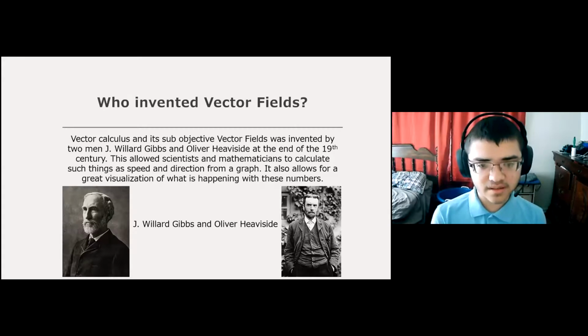Vector calculus and its subject, vector fields, was invented by two men, J. Willard Gibbs and Oliver Heaviside, at the end of the 19th century. This allowed scientists and mathematicians to calculate such things as speed and direction from a graph. It also allows for greater visualization of what is happening with these types of numbers. And those are the two men there at the bottom.